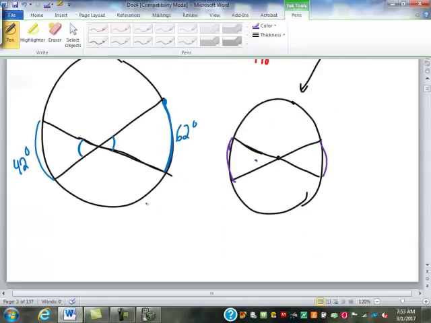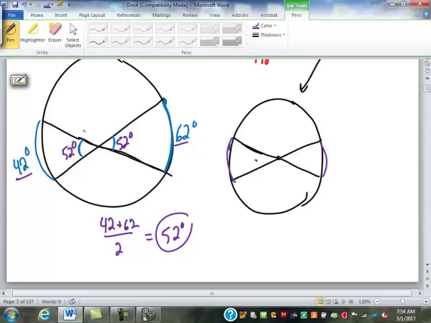So when we're dealing with angles like this that are not at the center and are not inscribed, that angle is equal to the average of the intercepted arcs. So I would take 42 plus 62 and divide it by 2. That would give me the angle. It ends up being 52 degrees. So these two angles are 52 degrees.